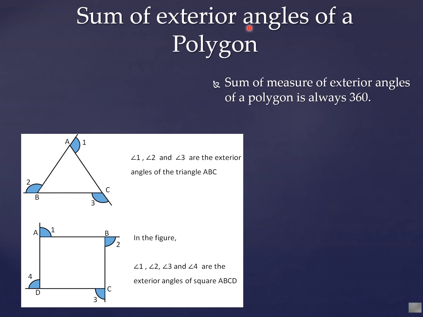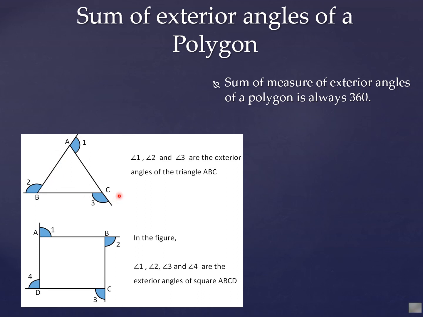Now we are talking about the sum of exterior angles of a polygon, right? The sum of the measures of exterior angles of a polygon is always 360 degrees. Now you have to understand this and identify that the sum of interior angles of a polygon changes, but the sum of exterior angles of a polygon does not change. Now which are the exterior angles? Now see here in this triangle, angle 1, angle 2, angle 3, they are exterior angles, right? And in this figure, which is a quadrilateral, angle 1, angle 2, angle 3 and angle 4, they are exterior angles.